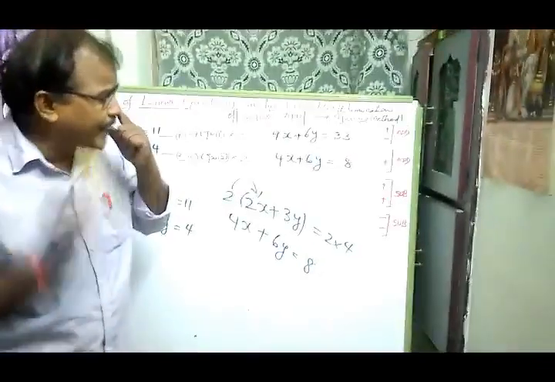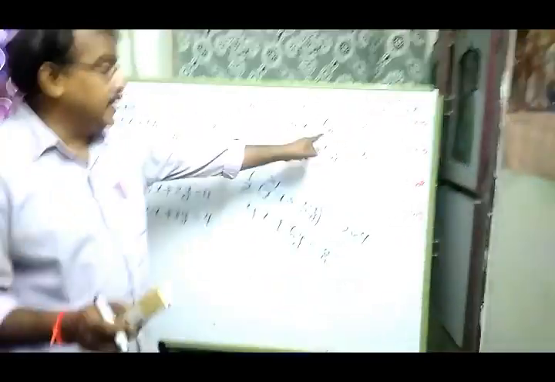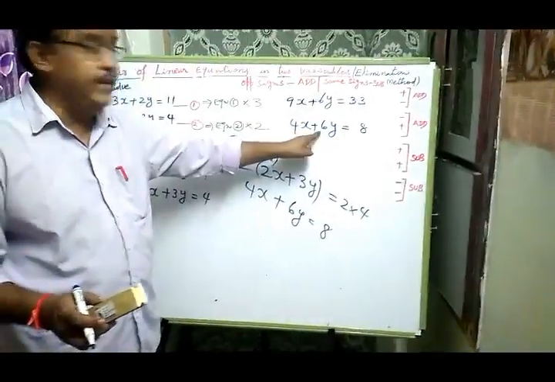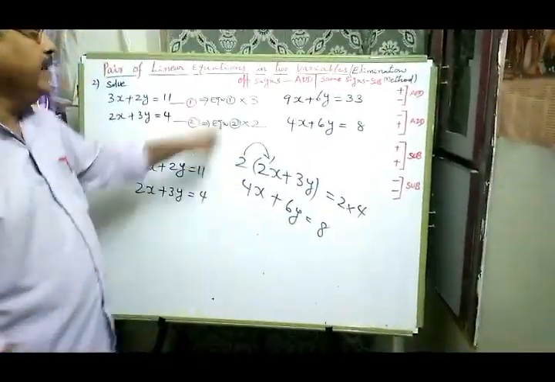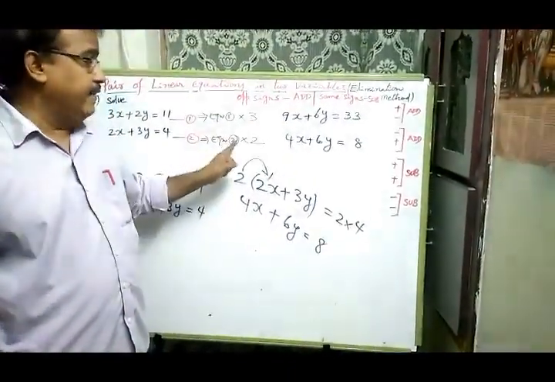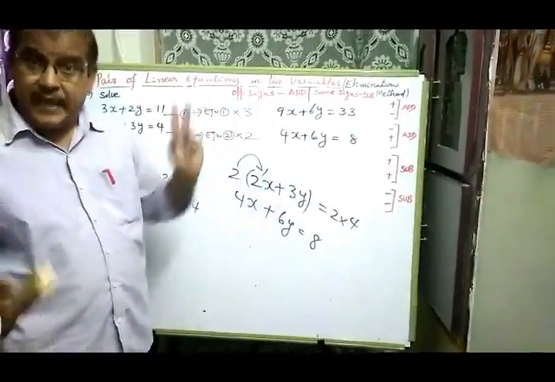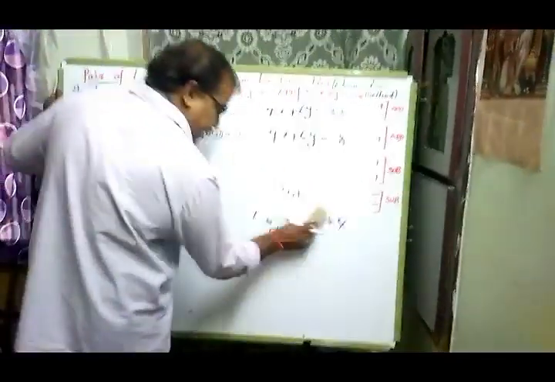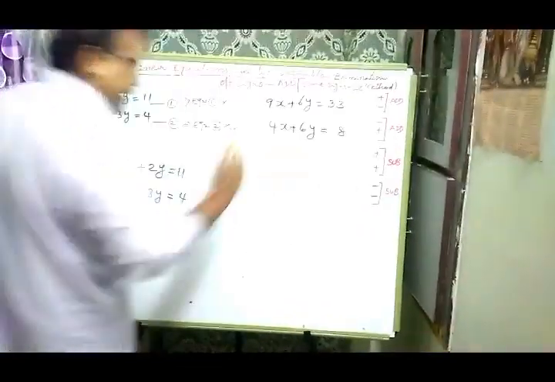So my main intention is that I want to eliminate y, so that the coefficient of y will be 6. That's why I multiplied equation 1 by 3 and equation 2 by 2, so that this is 6. Then only I can eliminate y.